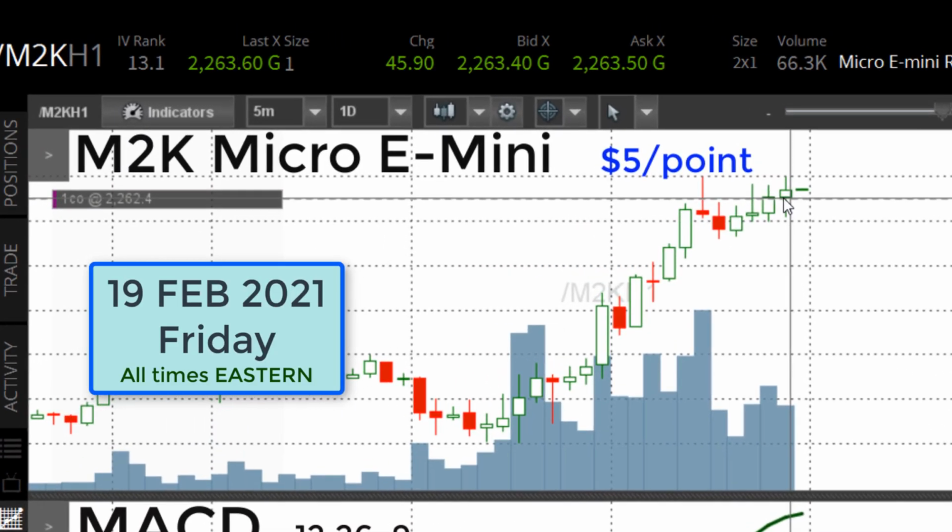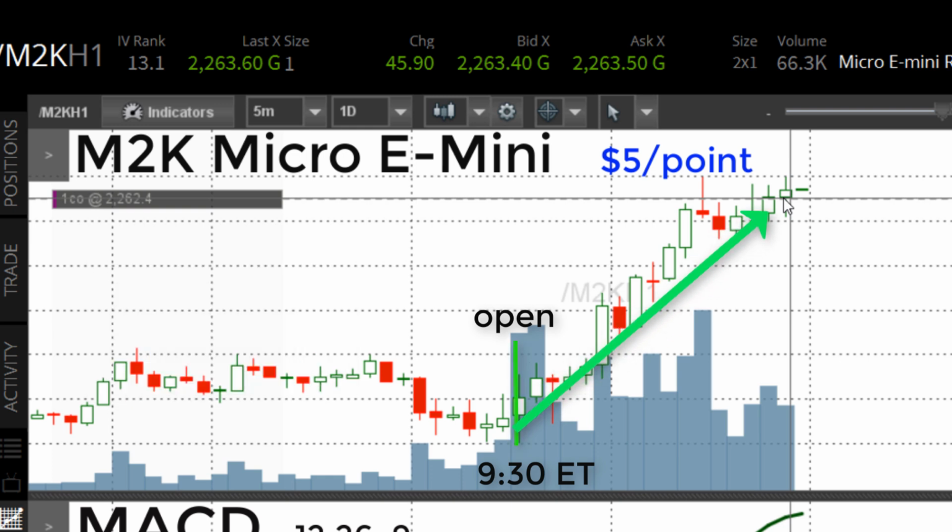This is going to be, admittedly, a very small trade, but you learn small, then you can scale up to big later. We'll be talking about that more. February 19th, a Friday in 2021. Market opens on schedule at 9:30 Eastern Time and shoots right up.